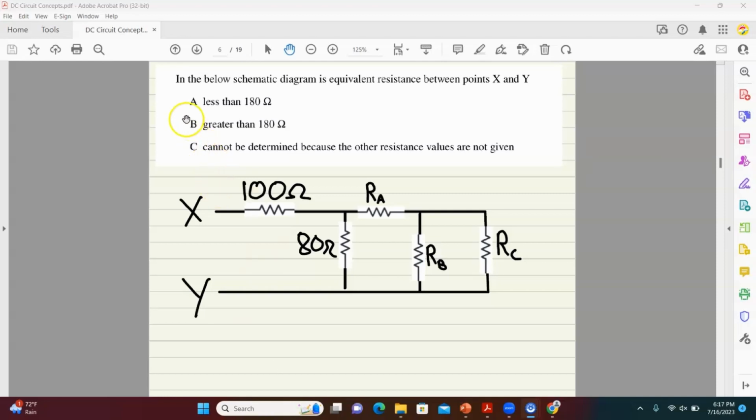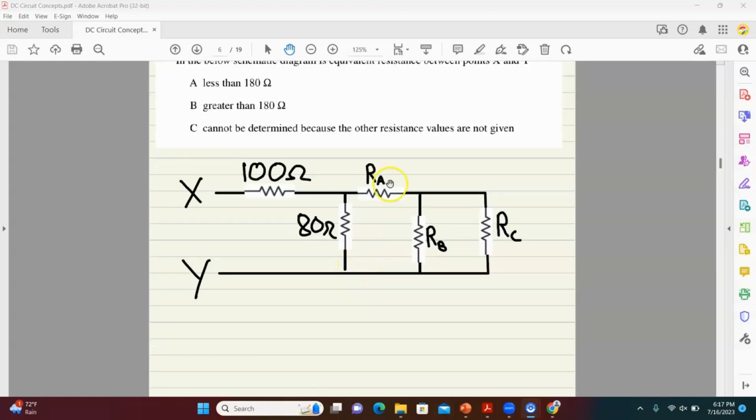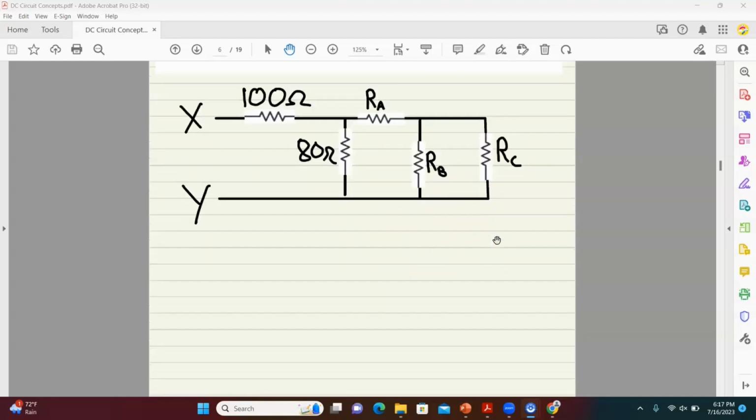The answer is A, less than 180 ohms. And the reason is because this 80 ohm resistor can be written as a parallel combination with these other resistors. I'll give an example where I assign values to RA, RB, and RC. And anytime you have resistors in parallel, the equivalent resistance is smaller than any one of the individual resistors. That's the main concept. Let's assign random values to RA, RB, RC and demonstrate this.